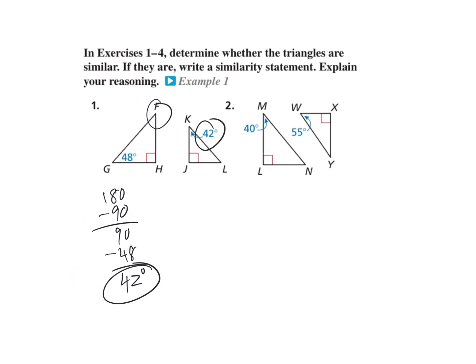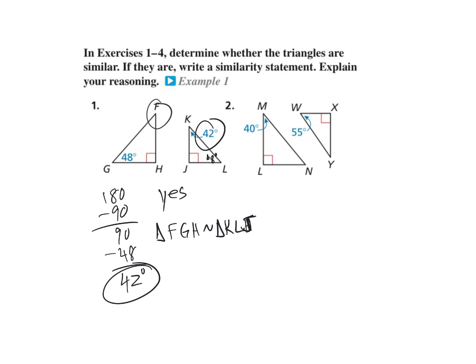Okay, so first of all, yes, they are similar. Write a similarity statement. So the order is important here. If we said triangle FGH, that's similar to triangle, what goes with F? Angle K. So K, and then G was the 48, so L is the 48 degree angle in the other one, and then the 90 degree H. I'm sorry, that'd be J in the second triangle.